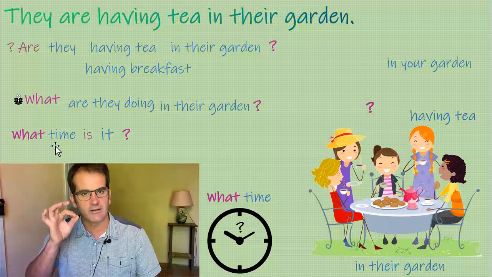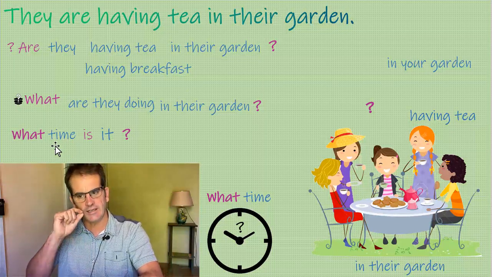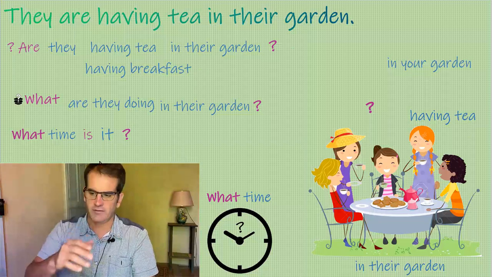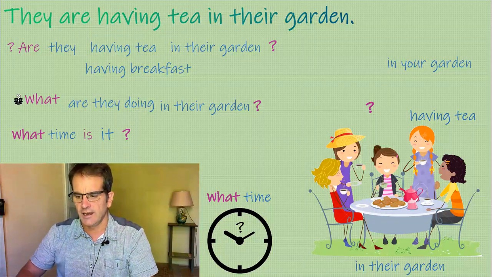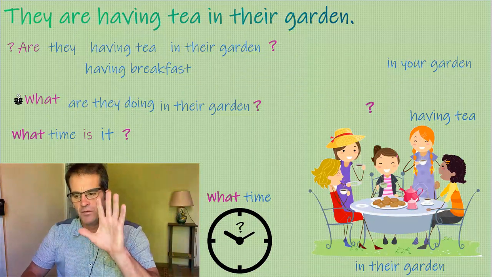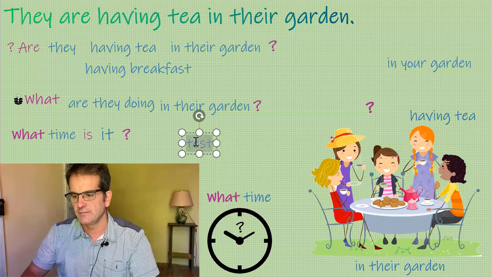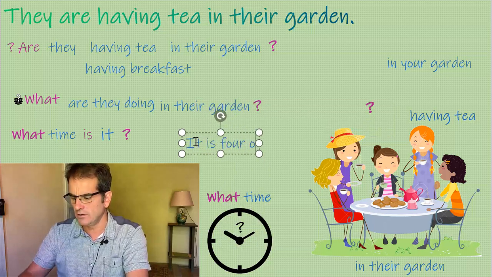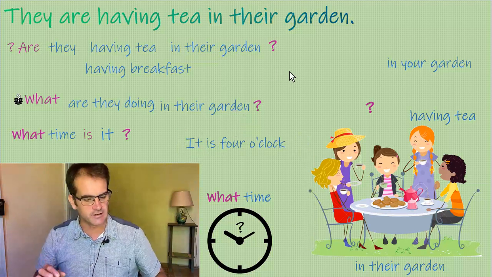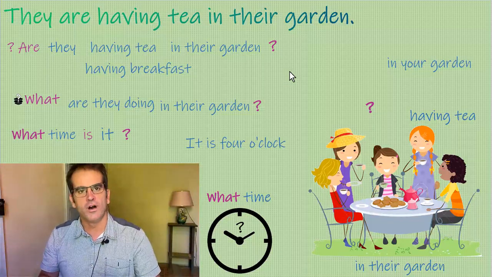They are having tea, okay? They are having tea in their garden. So in England, you have tea at 4 o'clock, okay? Or 5. They are having tea in their garden, and it is 4 o'clock. They are speaking in their garden, having tea, and it is 4 o'clock.